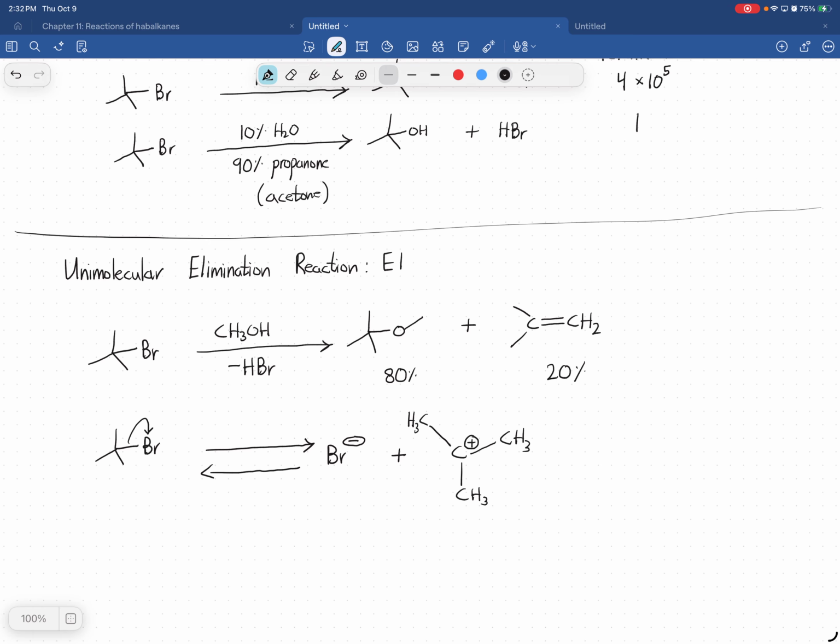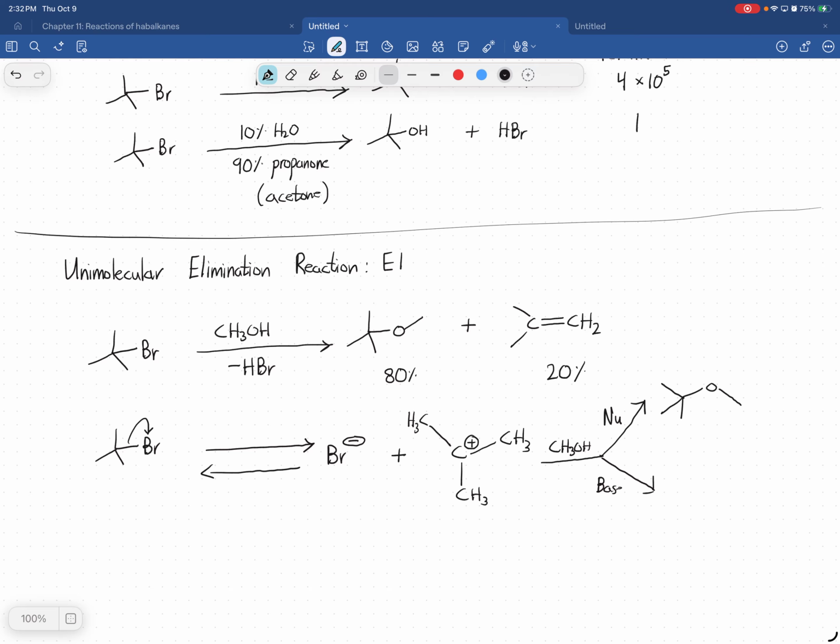Okay? Well, the methanol molecule here can actually go off into two routes. You can actually use it as a nucleophile. So we get this product. So this is when methanol acts as a nucleophile. Or it can act as a weak base.